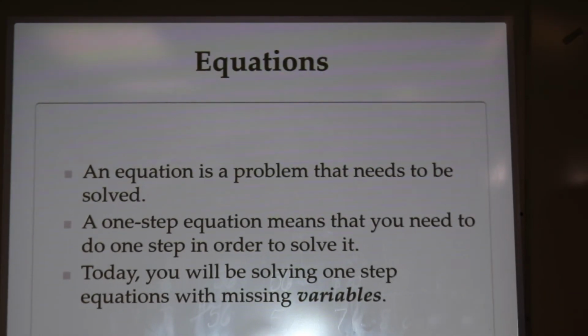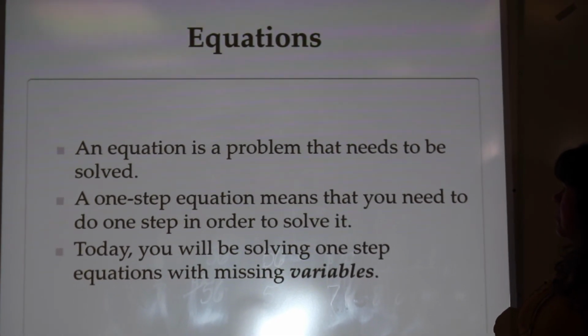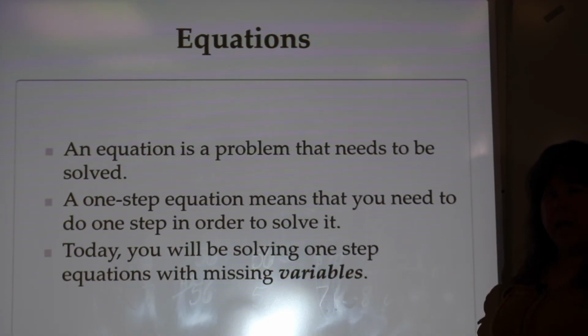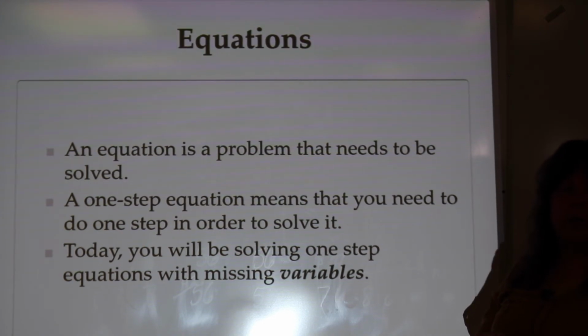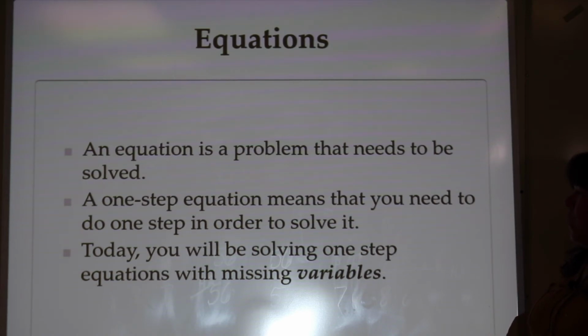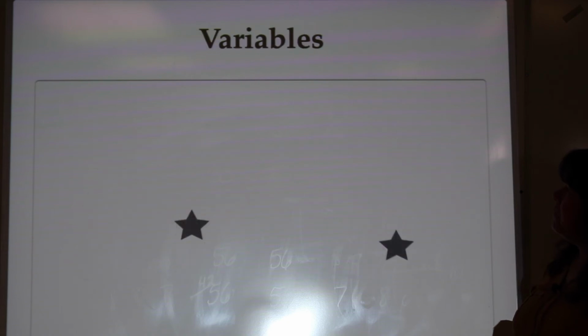So an equation is a problem that needs to be solved. One-step equation means that you need to do one step to be able to solve it. You're either going to multiply, add, or subtract to figure it out. Today you're going to solve one-step equations with missing variables. There's that variable.